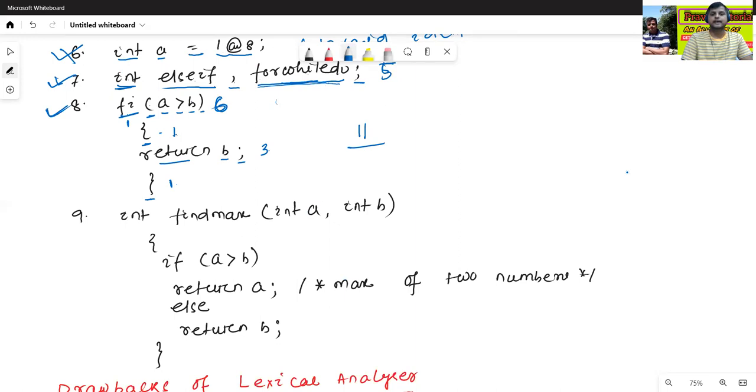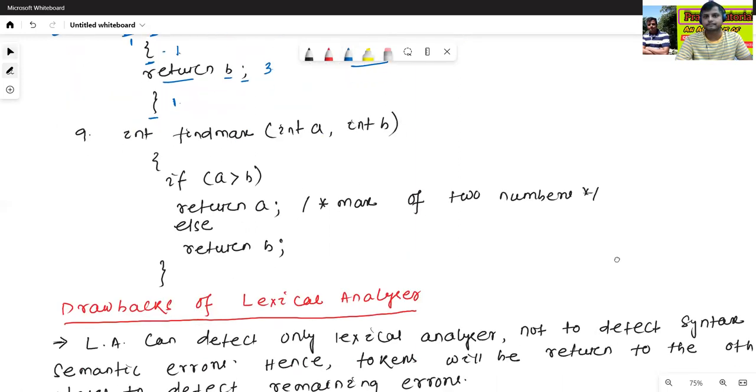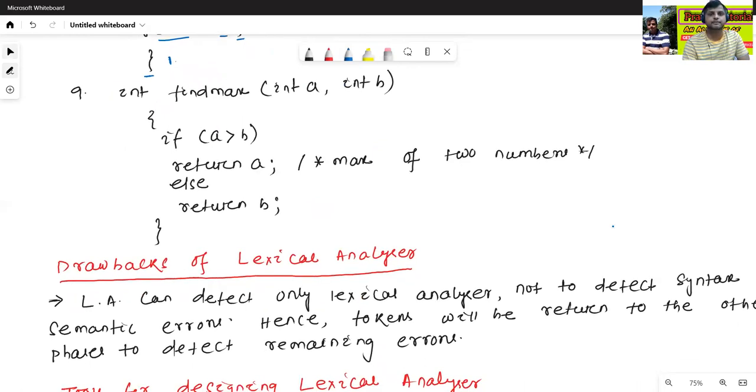Okay, now we'll check the 9th one. Statement C. Int is valid, find max is valid, this one is valid, int is valid, a is valid, comma is valid, int is valid, this one is valid, and this one is valid. Left curly brace is valid, if is valid, left parenthesis is valid, a is valid, and greater than symbol is valid, b is valid, this is the right bracket, return is valid, a is valid, semicolon is valid.